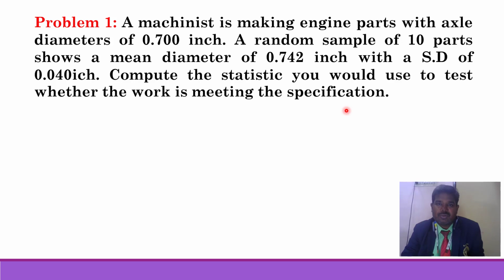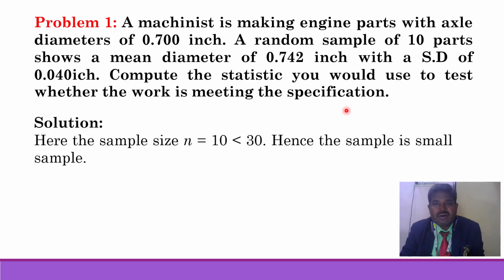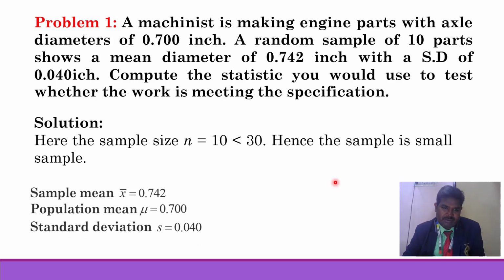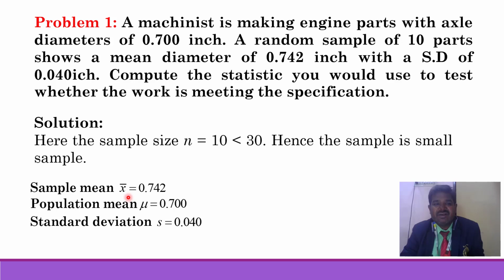First we have to analyze this problem. Here, what is the sample size? The sample size is 10, which is less than 30, therefore the sample is a small sample. The sample mean is given, x bar is 0.742, with the standard deviation 0.04. The population mean is also given, and it is 0.7.